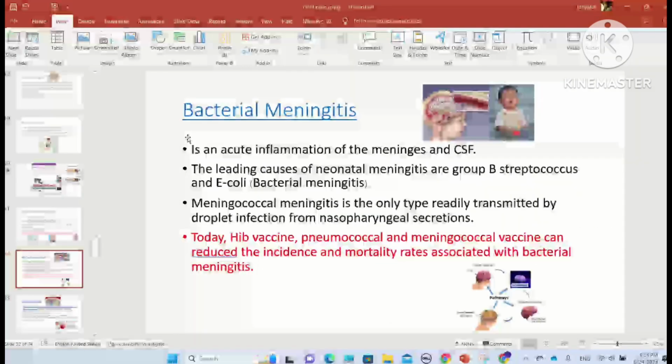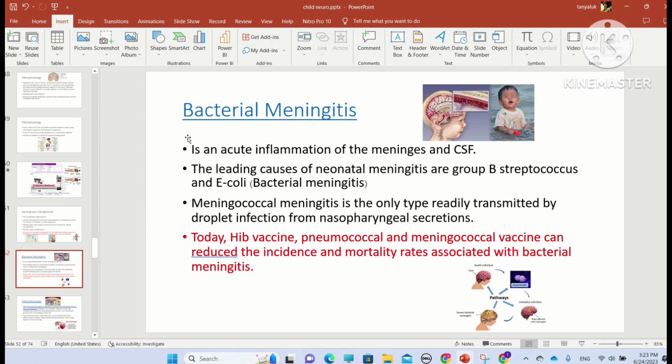Bacterial meningitis is an acute inflammation of the meninges and CSF. The leading causes of neonatal meningitis are group B streptococcus and E. coli. Meningococcal meningitis is the only type transmitted by droplet infection from nasopharyngeal secretions. Today we have the HIB vaccine, pneumococcal vaccine and meningococcal vaccines, which can reduce the incidence and mortality rates associated with bacterial meningitis.